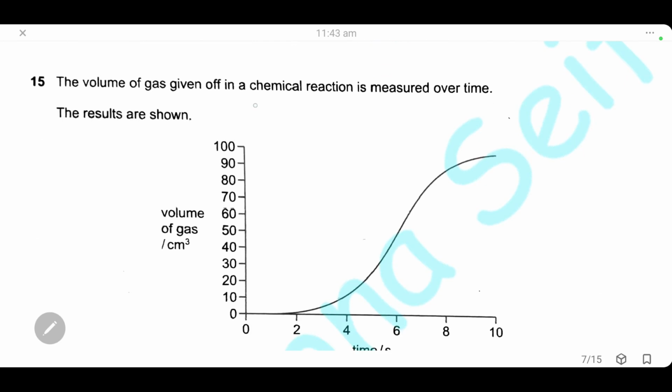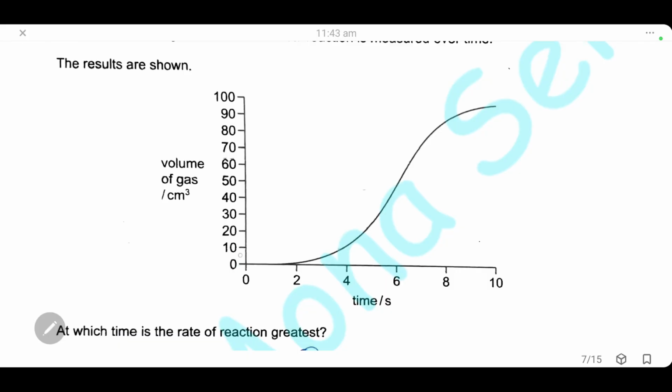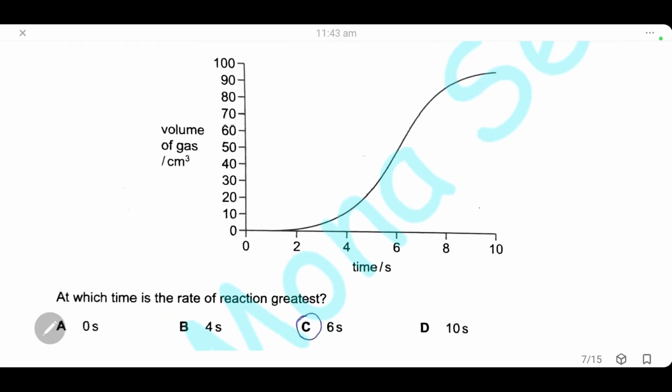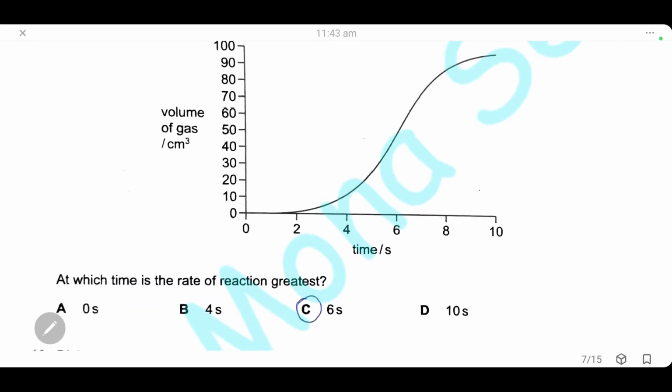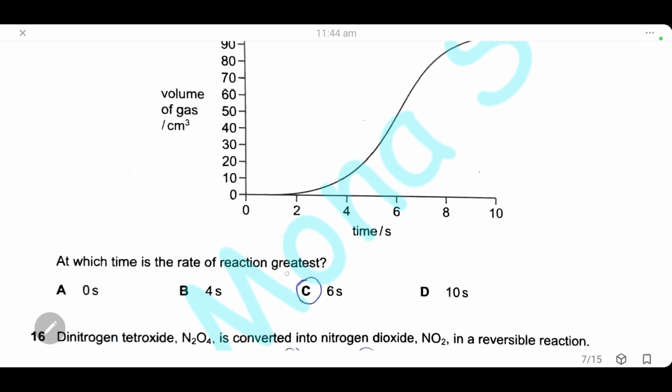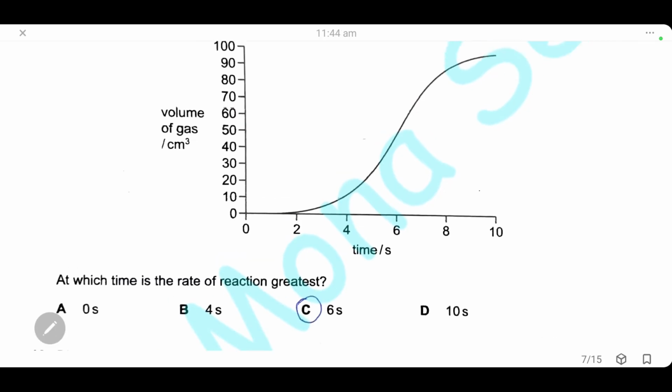The volume of a gas given off in a chemical reaction is measured over time, and the result is shown here. We have the volume of gas on the y-axis against time on the x-axis. At which time is the rate of reaction greatest? We can see from the graph that this part is the steepest part of the curve, so it has the highest rate of reaction, and we can choose 6 seconds as the greatest rate of reaction. The answer will be C.